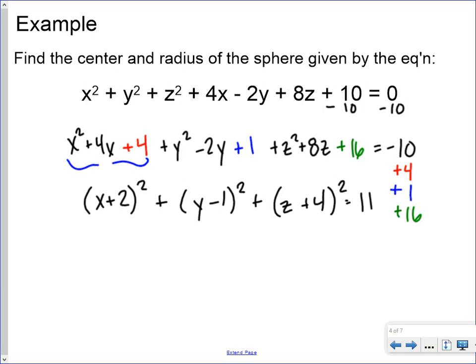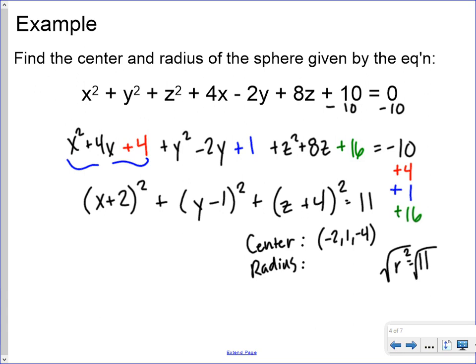So here's my equation of a sphere in standard form, and then it's very easy for me to identify my center and my radius. When I pull out the center, the h value will be negative 2, positive 1, negative 4. And then remember that this 11, that's my r squared. So r squared equals 11. I would have to take the square root of both sides. Always I should treat this like a radical. In any other scenario, simplify the radical. Square root of 11 doesn't simplify, so I can just say my radius is square root 11.